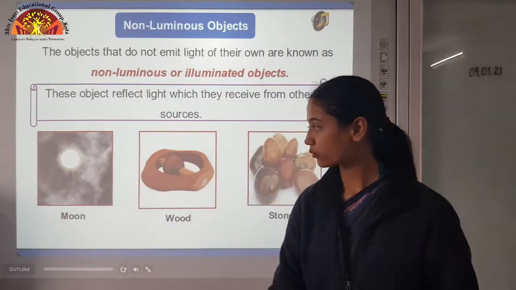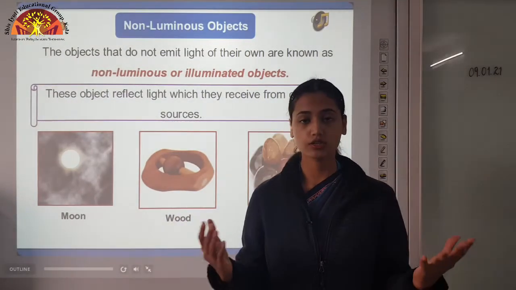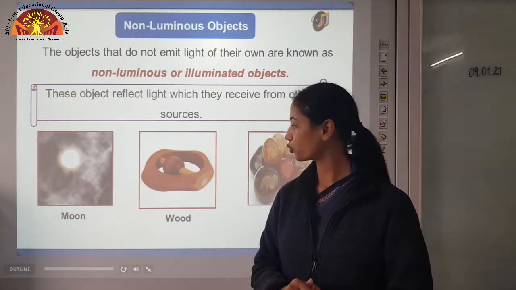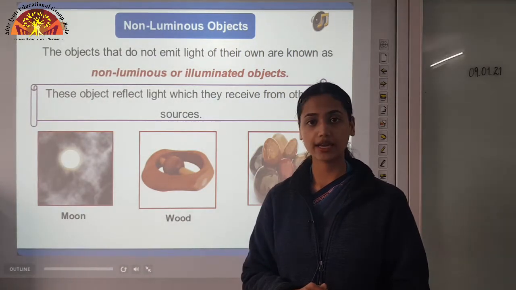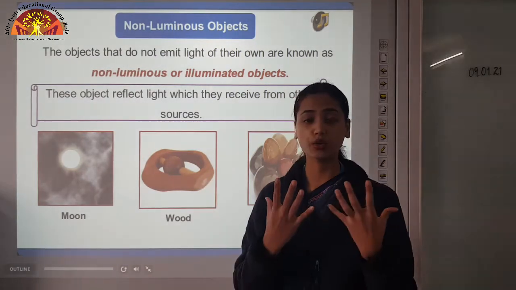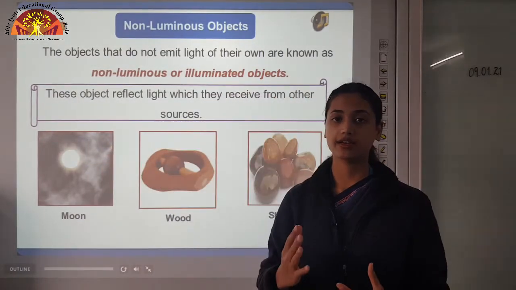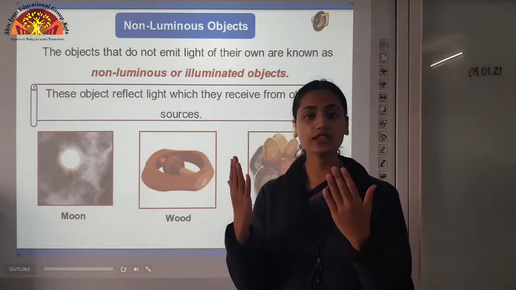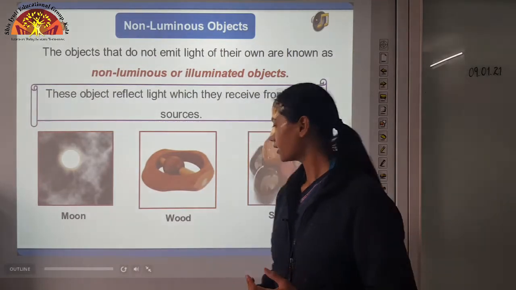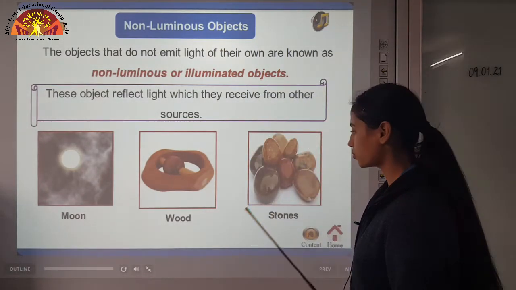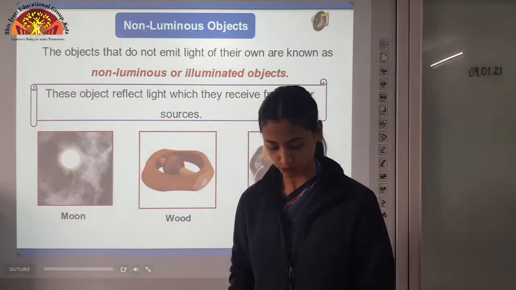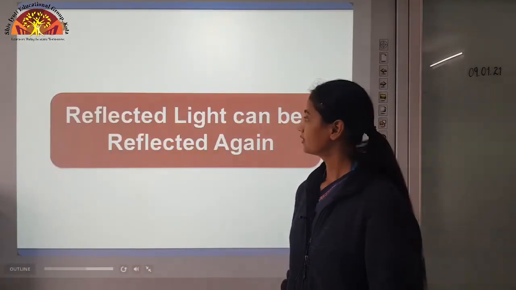During night time, we see that the moon glows. So does it have its own light? No, the moon does not have its own light. So how does it appear to be glowing? Because the moon reflects the sunlight, and that's how we are able to see the moon. Another example, wood, stones. There are so many examples of non-luminous objects.